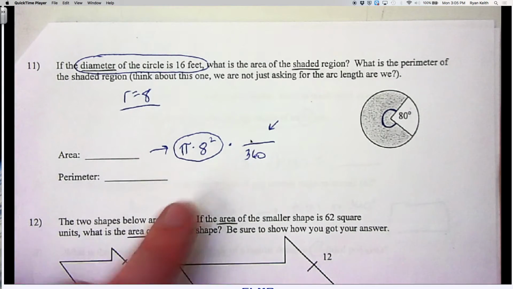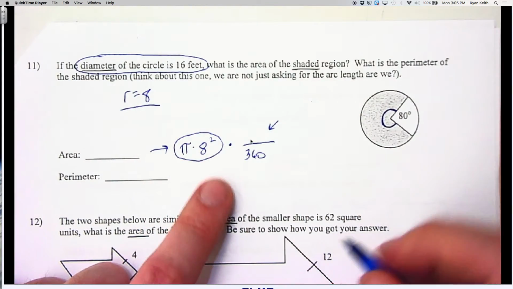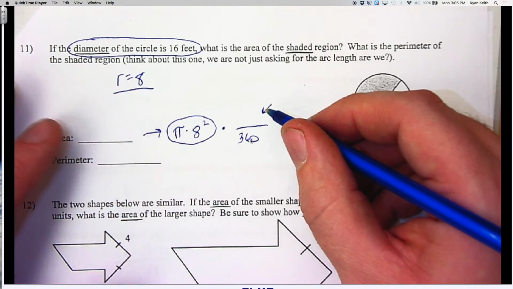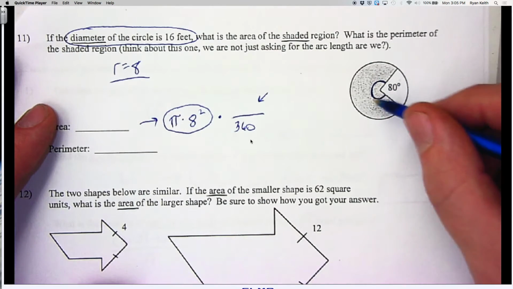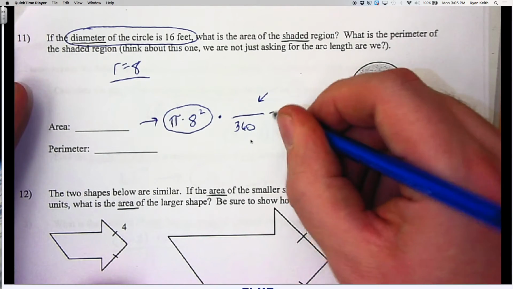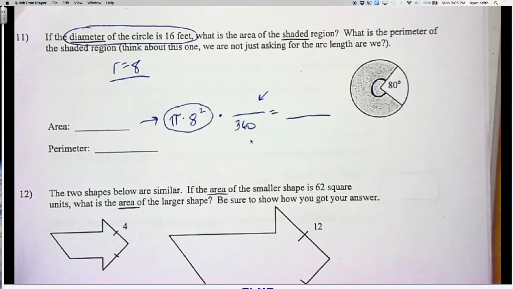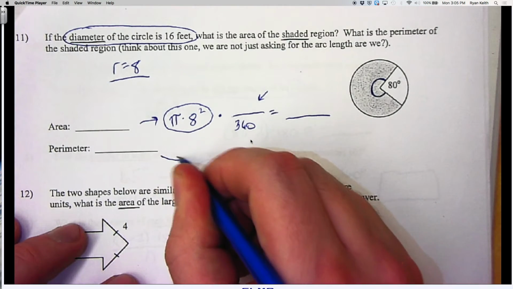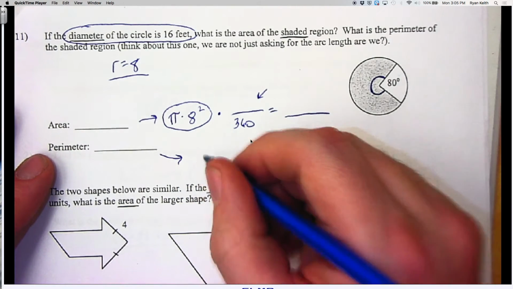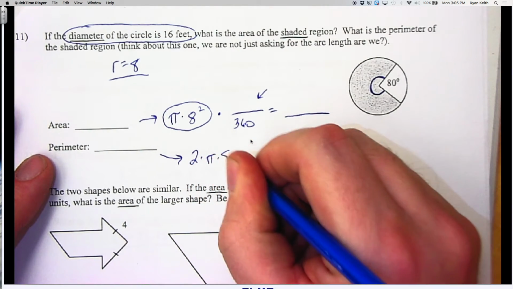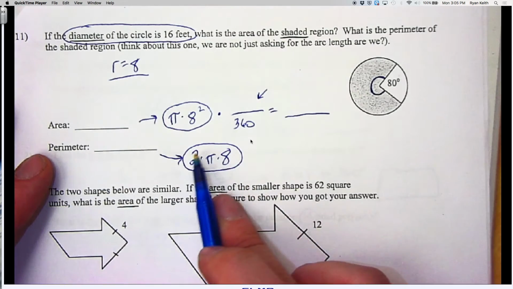So now to finish this off, you're going to find out what pi times 8 squared is. You're going to multiply by this fraction here. Sorry for the cursor being in the way. You're going to multiply by this fraction, something over 360, the shaded part's degree measure. And you'll have your answer for the area. For the perimeter, it's very similar, except I don't want to use the area formula. I want to use the circumference formula. So again, figure out what this is for the entire circle.